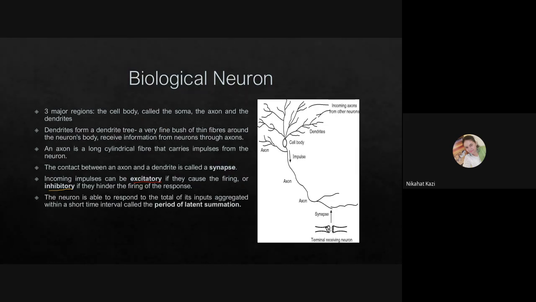Whatever is the output of the neuron is equal to the total of the inputs which are aggregated within a short amount of time, and that is known as the period of latent summation. So it will be a cumulative effect of all these impulses which are coming in, which will decide the output of the neuron. The output will be decided after aggregating all these inputs within that short span of time, the period of latent summation.